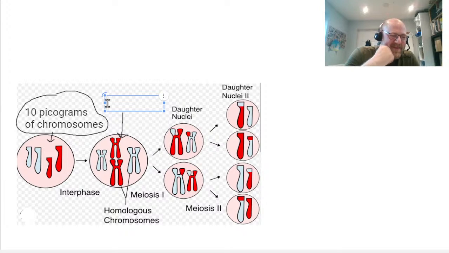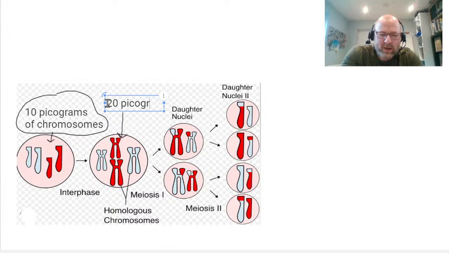Thanks, Adam. That's right, Ruby. Ruby's saying 20. Look what's happened. They've doubled, right, Dylan? They've doubled to 20 picograms.